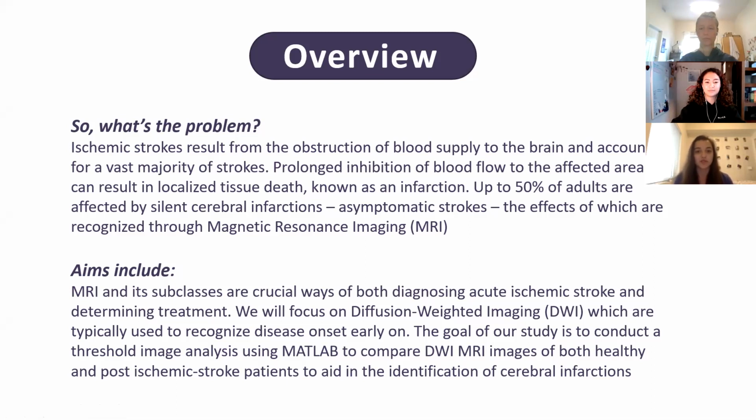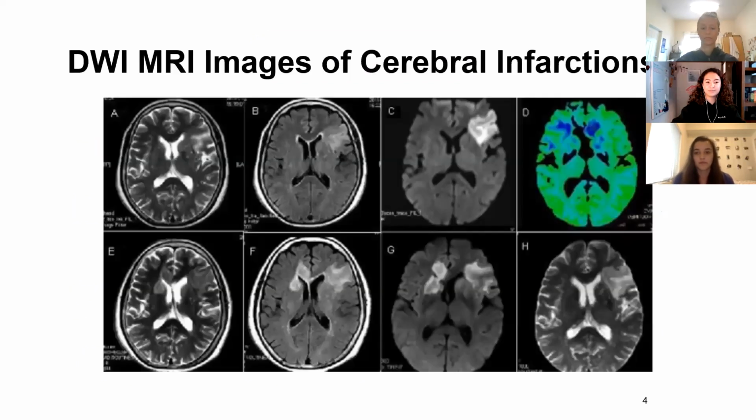We will focus on diffusion-weighted imaging, which is typically used to recognize disease onset early on. The goal of our study is to conduct a threshold image analysis using MATLAB to compare DWI MRI images of both healthy and post-ischemic stroke patients to aid in the identification of cerebral infarctions. These are just an example of what the DWI MRI images of cerebral infarctions look like.